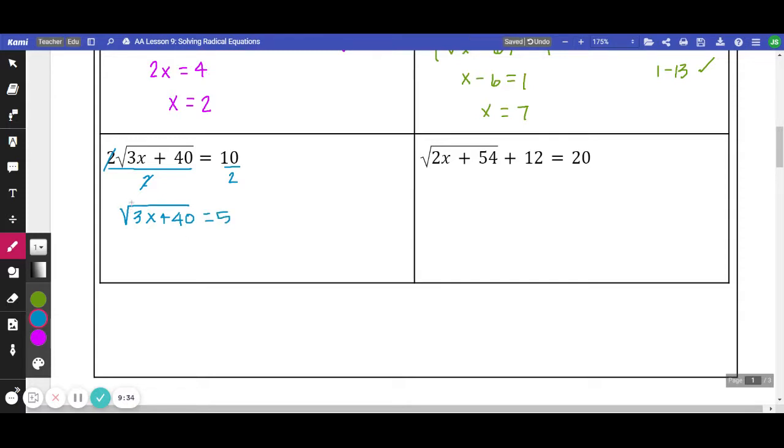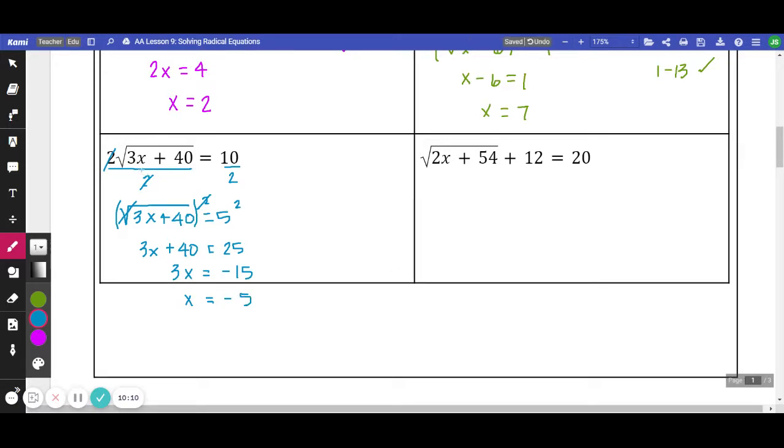This is a square root, so to undo it, I'm going to use the second power and then do it also on the other side. Root and power undo each other because they're inverses. So 3x plus 40 equals 25. If I subtract 40 from both sides, I get negative 15. And then divide by 3, x equals negative 5.